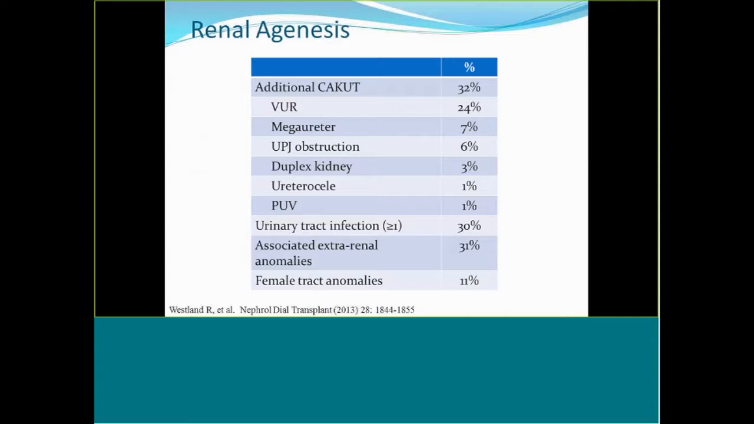There can be extrarenal manifestations. Sometimes these kids will have GI abnormalities. They can have ear abnormalities, depending on if you're dealing with something syndromic in many cases. And there can be female tract and female genital abnormalities as well.